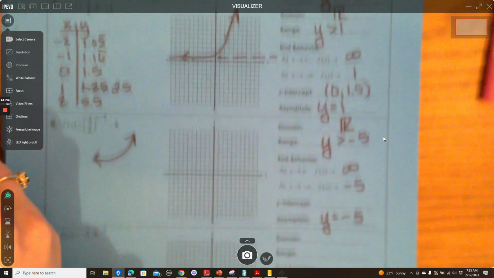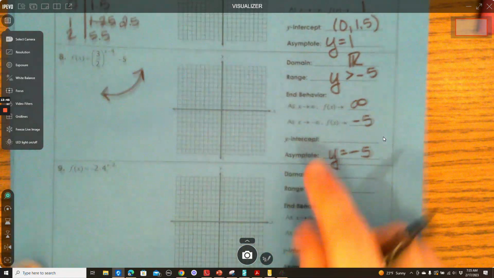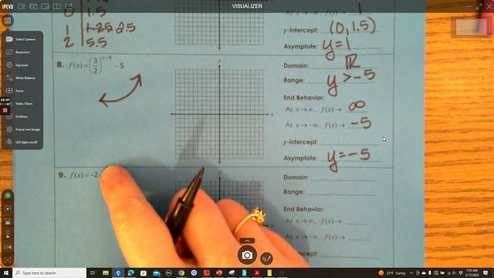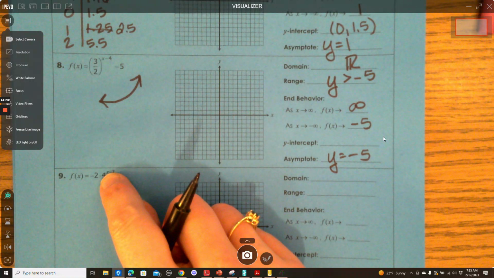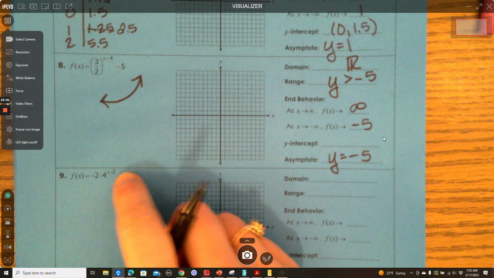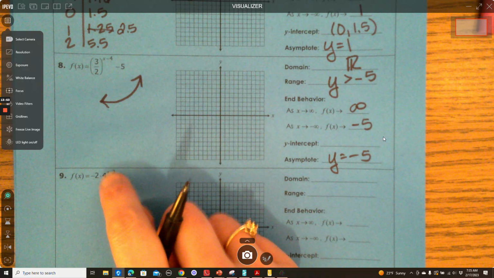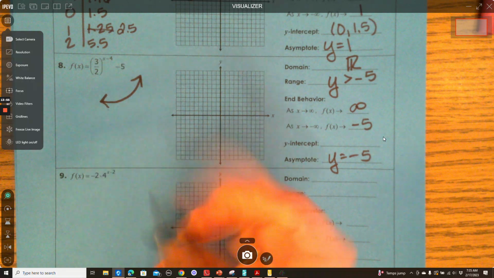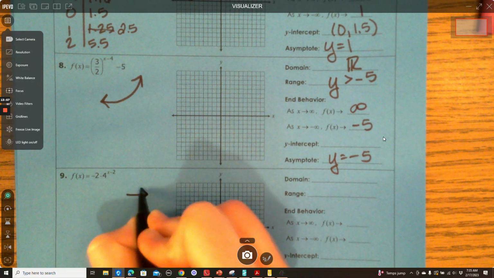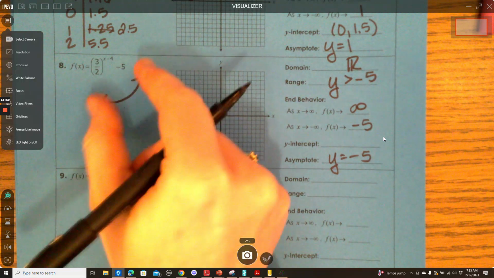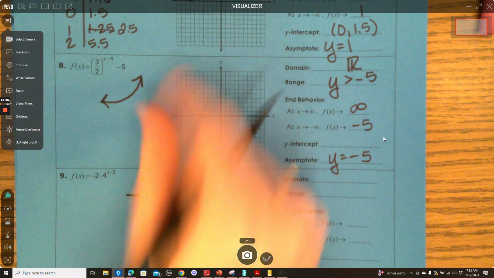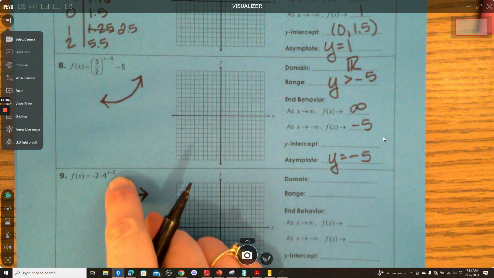Okay, and then on this one, all my key features are going to stay the same because I'm not moving it up and down. I'm only moving it, so this -2 means I'm moving it to the right, taking that whole function and moving it to the right by 2 values.